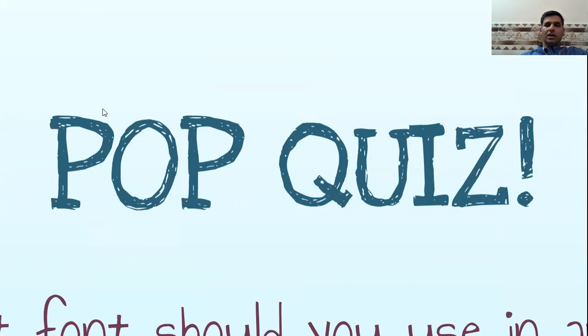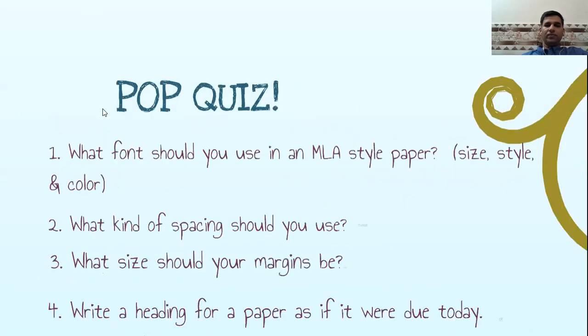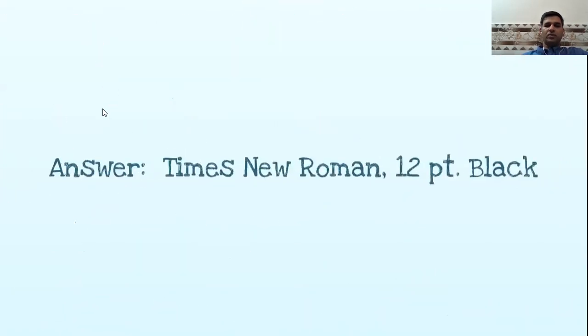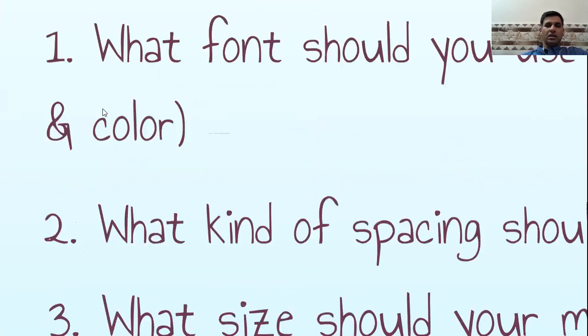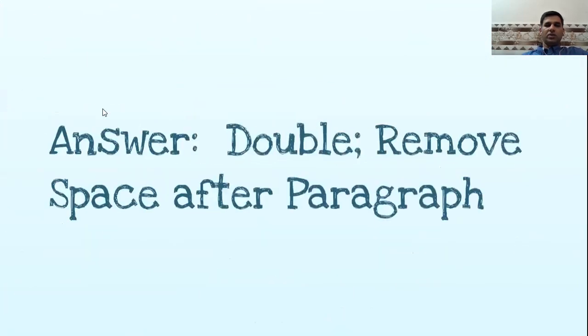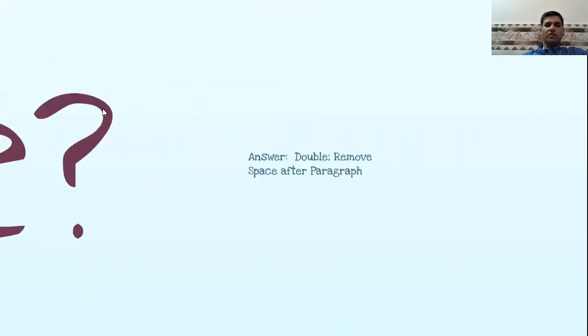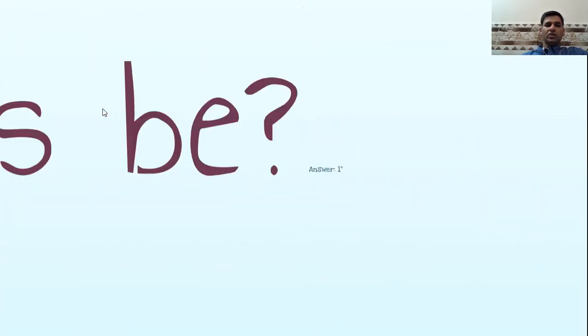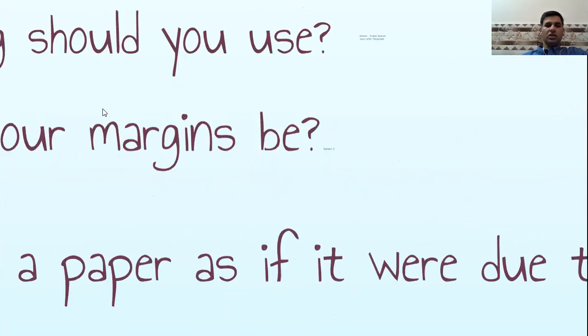Now I'm going to end my presentation today with a pop-up quiz. This pop-up quiz is for you, of course, but I'm going to let you answer as well. Can you guess what font you should use in an MLA style paper? Times New Roman, 12 point and black color. What kind of spacing do you need? Double space, and remove the space after each paragraph. What size should the margins be? The answer is 1 inch.